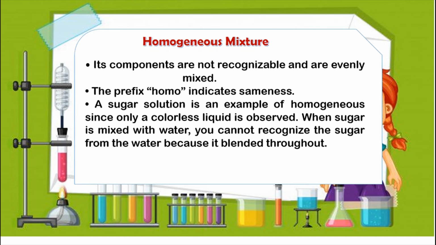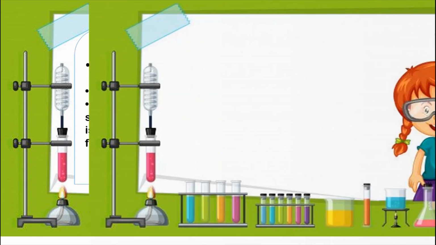Since only a colorless liquid is observed. When sugar is mixed with water, you cannot recognize the sugar from the water because it blended throughout. So, ang tawag adto nga mixture is homogeneous mixture. So, ang water ug ang sugar. Daghan pa kay example sa homogeneous. Okay.